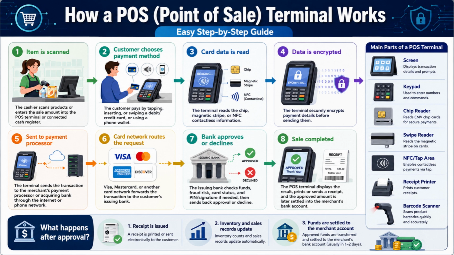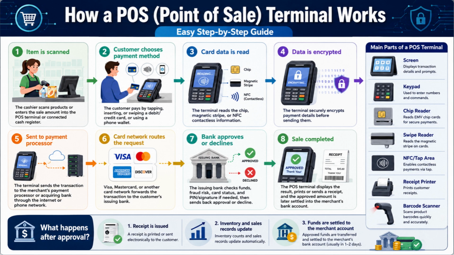In addition, the main parts of a POS terminal include the screen, keypad, chip reader, swipe reader, NFC tap area, receipt printer, and barcode scanner. Each part helps the business accept payments quickly, safely, and accurately. Moreover, after approval, the money is not always transferred instantly. The approved funds are later settled into the merchant's bank account, usually within 1 to 2 business days.